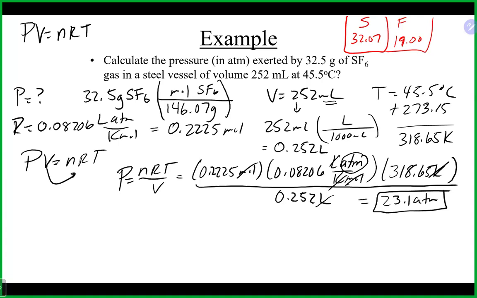So again, common mistakes people make with the ideal gas law are really the units. Things aren't in the right units to cancel out correctly. People leave volume in milliliters. They try to use grams instead of moles. Those are common issues. And obviously the normal one as well: temperature not in Kelvin.